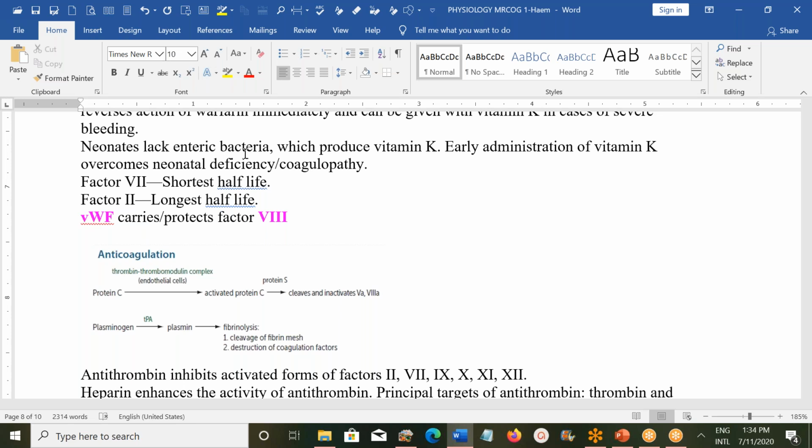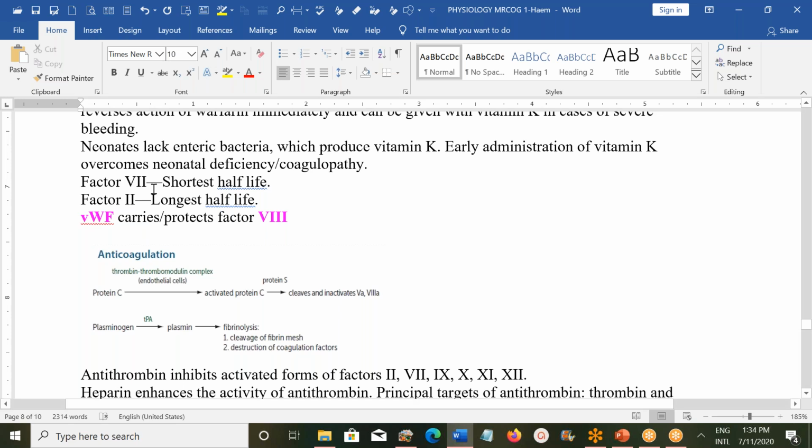So as a routine process, when the babies are born, we have to give them 1 milligram of vitamin K as an intramuscular injection, given mostly into the thigh or the buttock of the baby. It will overcome the neonatal deficiency and prevent coagulopathy. An important example is cases of obstetric cholestasis, or if you are suspecting ITP in the baby because the mother has a history, then you will have to give them vitamin K.